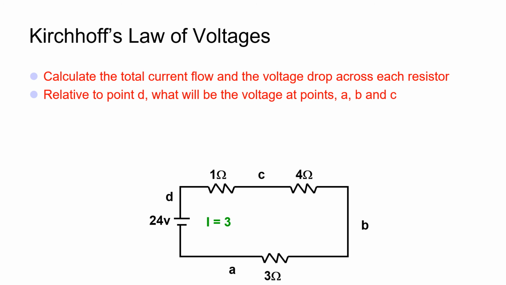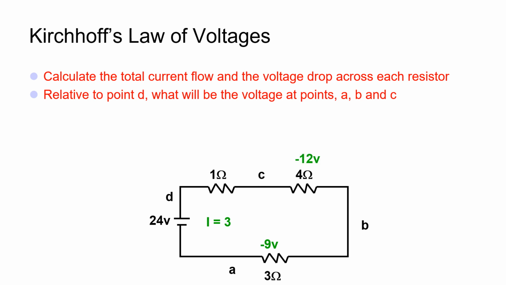We can then determine the voltage drop across each resistor by multiplying the resistance of each resistor by the current flowing through it. 3 amps times 3 ohms equals 9 volts that drop across the first resistor. 3 amps times 4 ohms equals 12 volts that drop across the second resistor. And 3 amps times 1 ohm equals 3 volts that drop across the third resistor.